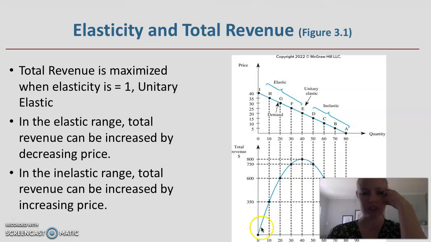And then this is something that's actually important, the total revenue curve. If you put quantity here and you graph total revenue, you're going to see that it increases during the elastic portion and then decreases during the inelastic portion. Now, how do we wrap our heads around that?